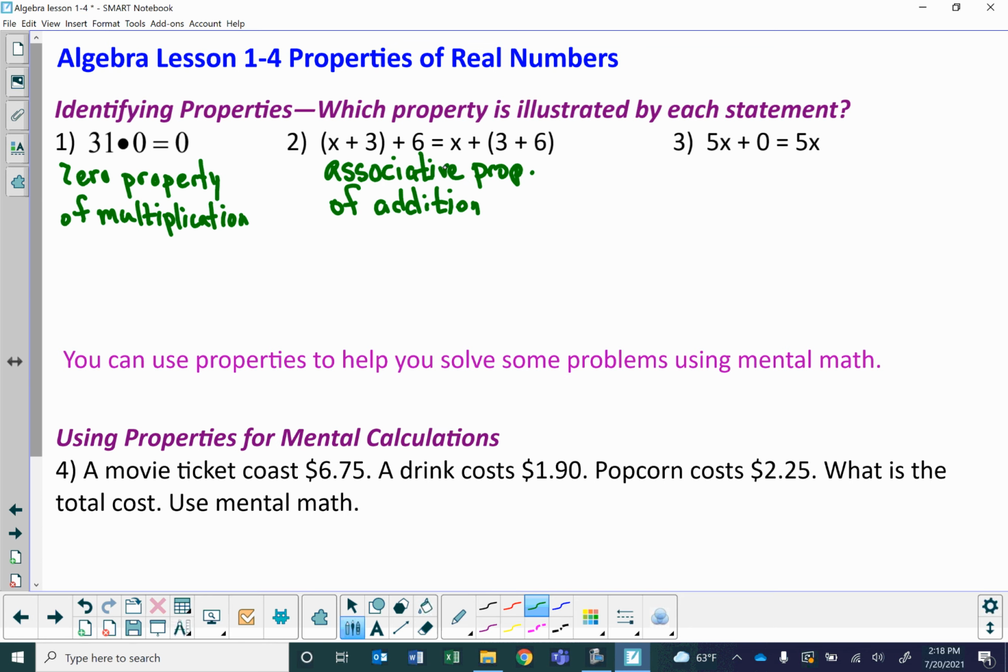All right, last but not least, number 3 says 5 times x plus 0 equals 5x. So here you noticed all we did was we added a 0 and we got the same answer as if we didn't have a 0, which makes that the identity property of addition.